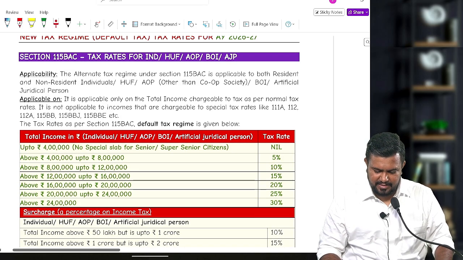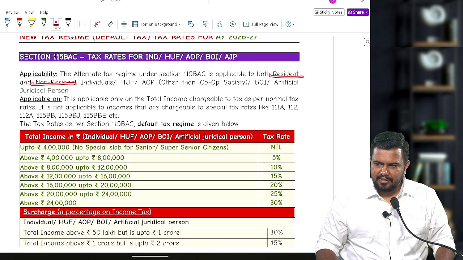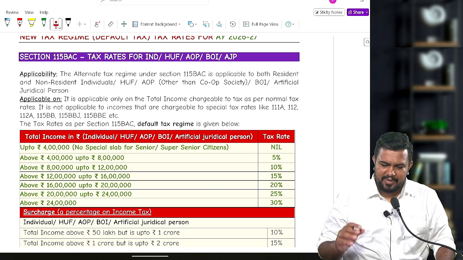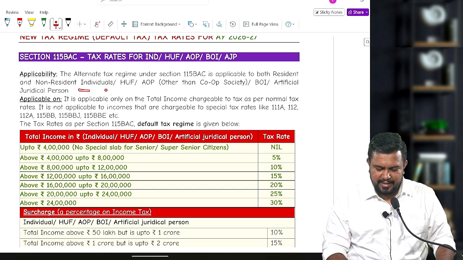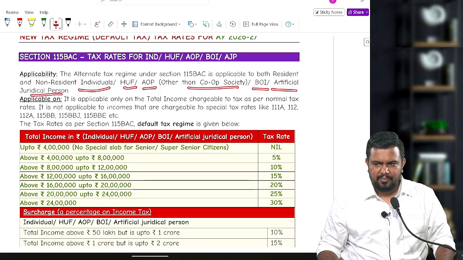Section 115BAC is applicable to both resident as well as non-resident. So for 115BAC there is no resident non-resident concept. It is applicable to everyone. For whom all is it applicable? Individual, HUF, AOP other than cooperative society, BOI, body of individuals, and artificial juridical person.